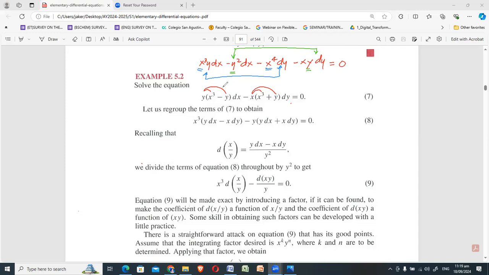Sorry about that. Now, if you do that, this is what happens. In the blue, you will have x cubed factored out, and you have y dx minus x dy here. After all, you have y dx and x dy, but it's minus because you have factored out only x cubed. So this would be minus x dy.